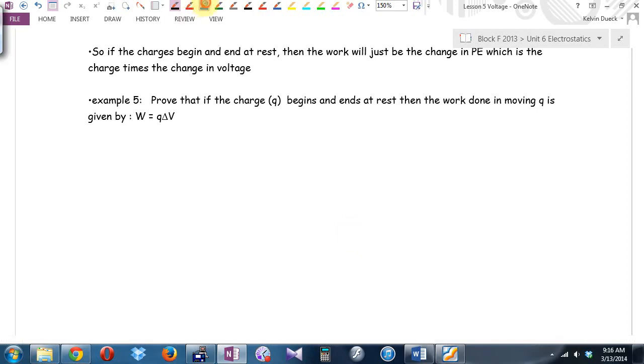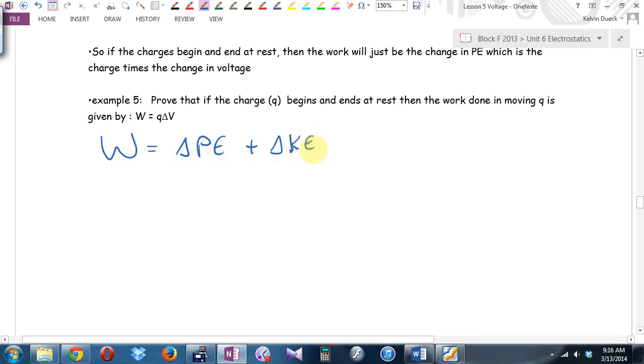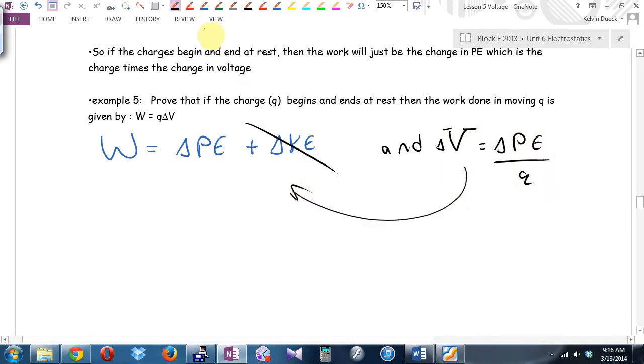Well, we kind of just did. We said work is equal to change in potential plus change in kinetic. If I start at rest and end at rest, what's my change in kinetic? Nothing. And we said that the change in voltage was defined as the change in potential divided by Q. I guess that means work equals Q delta V. There's my proof.